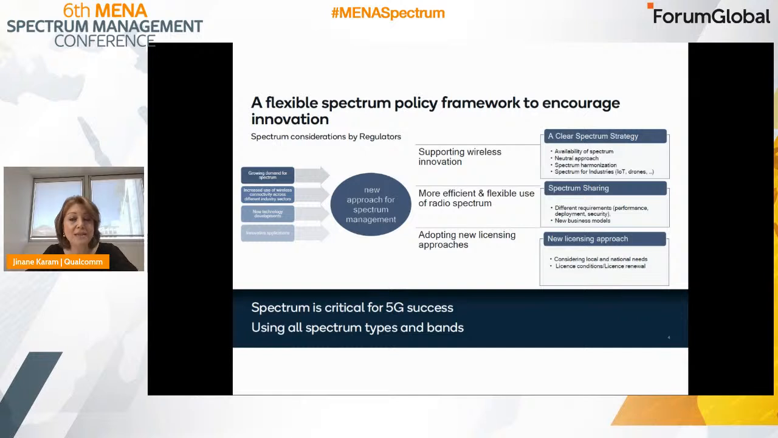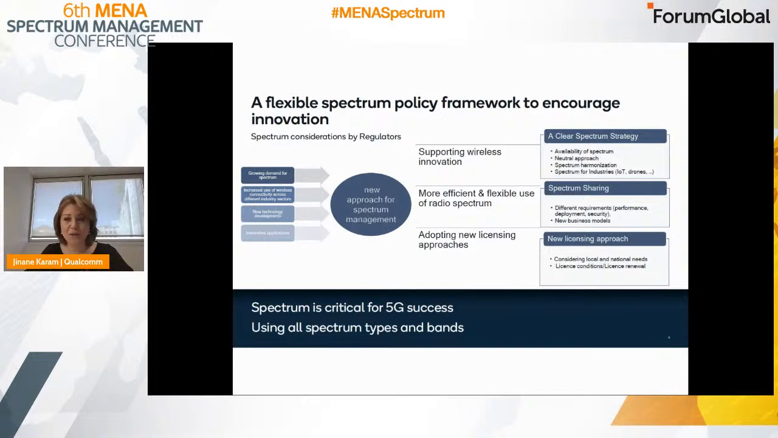So this approach should first support wireless innovation, by adopting a clear spectrum strategy to ensure that harmonized spectrum is made available at the right time to enable investment and innovation. Another important point is to ensure efficient and effective use of spectrum. It is predicted that by 2025, billions of devices will be connected, and all they need is spectrum.